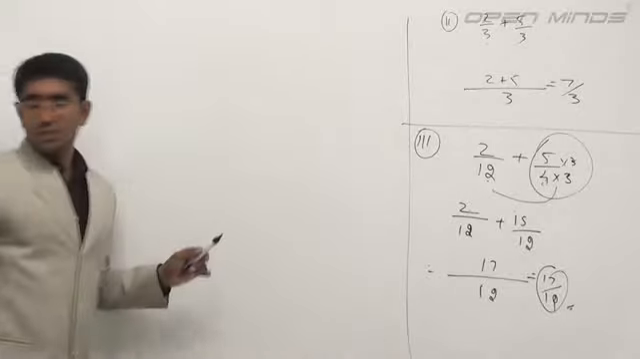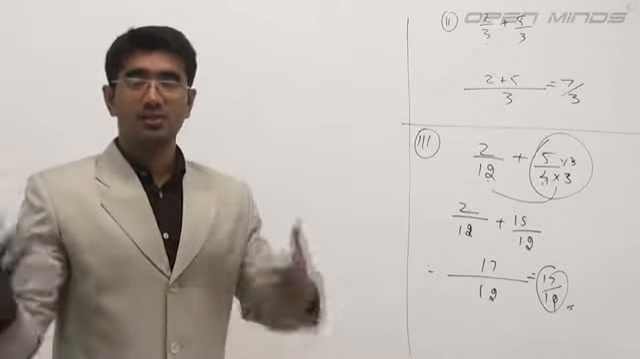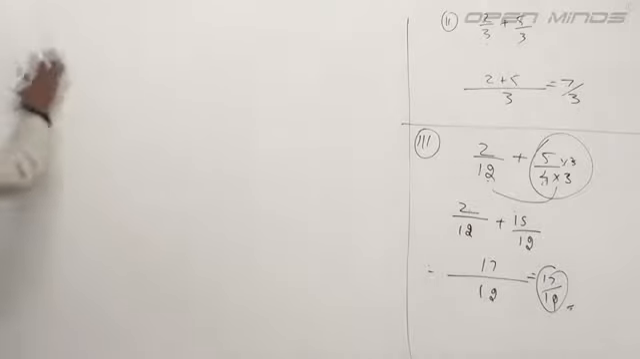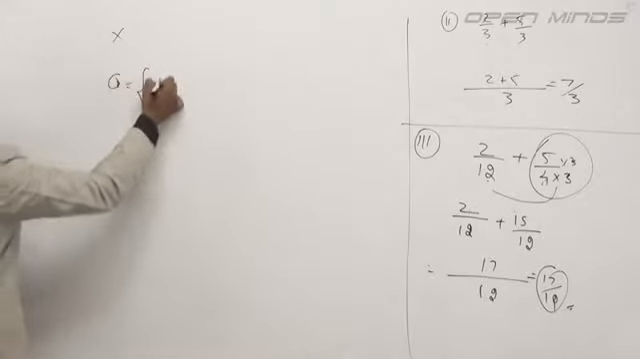And the shortcut we learned is just make the denominators the same, right? By multiplying and dividing, and just add the numerators. That's all about it. What about multiplication now? Let's talk about another set of rational numbers.